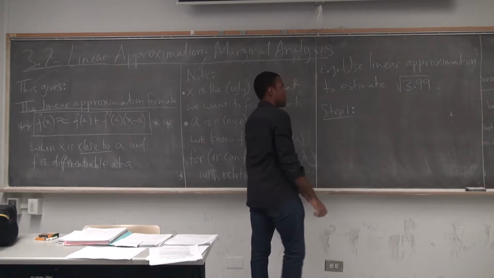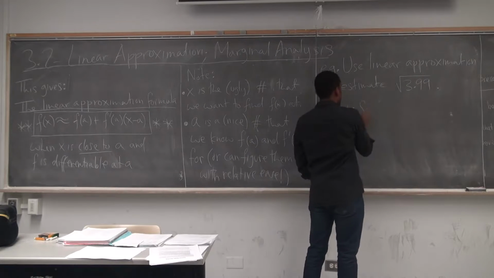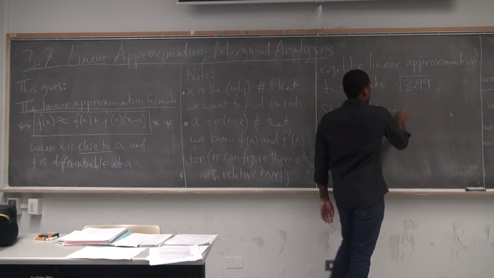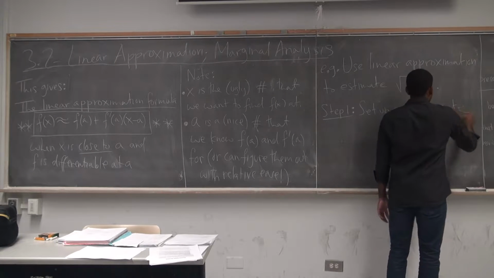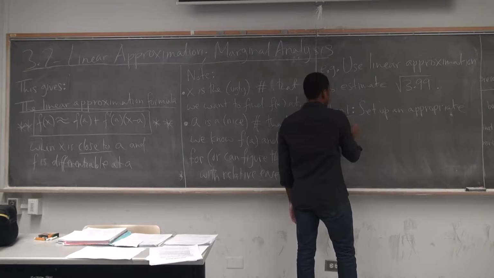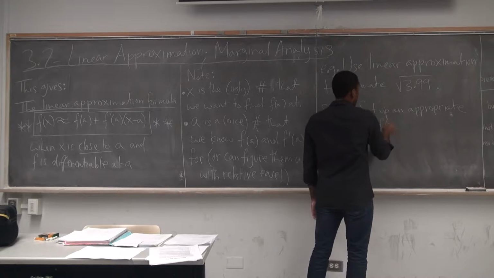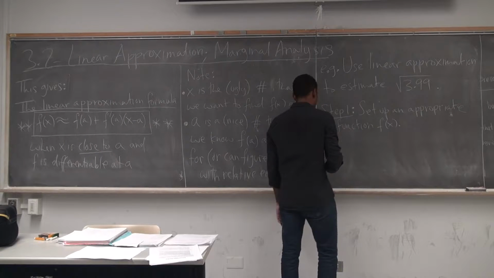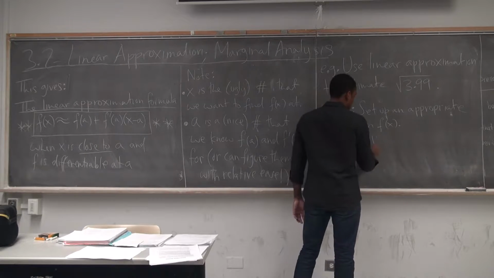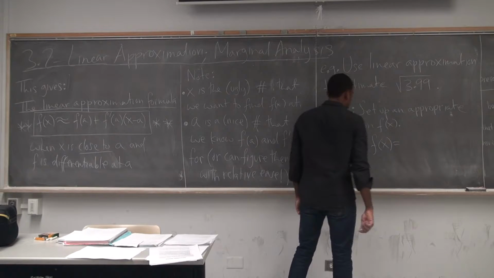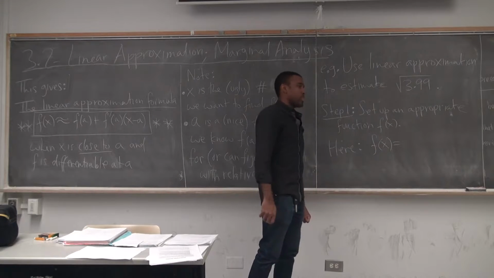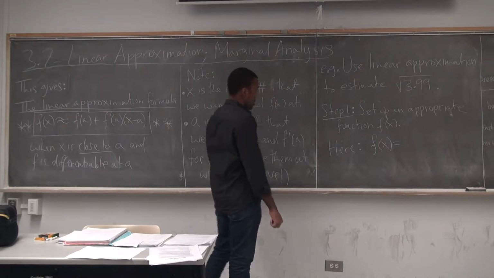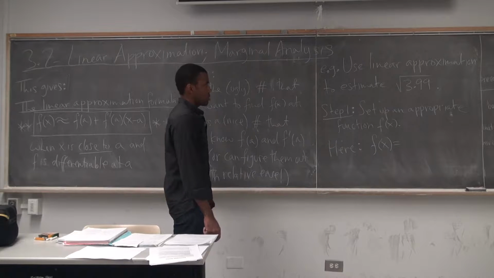Step 1. Set up an appropriate function. So we want to approximate the radical of 3.99. What function do we think we can use to start to figure that out?